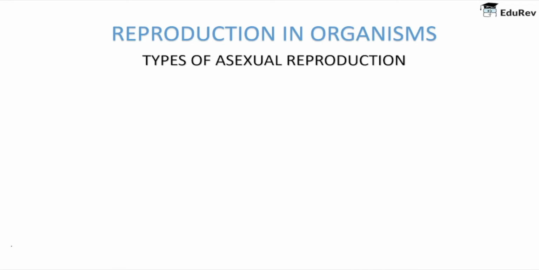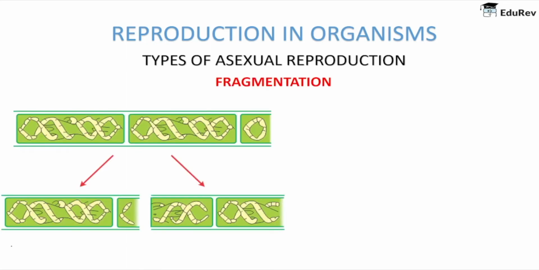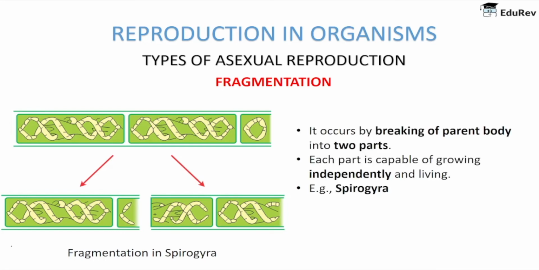The next type of asexual reproduction is fragmentation. If we go by its name, it simply means that the parent body is breaking down into two parts or two fragments, which are capable of growing independently and living as a whole new organism. Now the example of fragmentation is spirogyra. In this image on your screen, you can see spirogyra showing the fragmentation of its body into two fragments, two parts. This is the first part and this is the second part. The fragmentation or breakdown of the spirogyra has taken place from this part of the area.